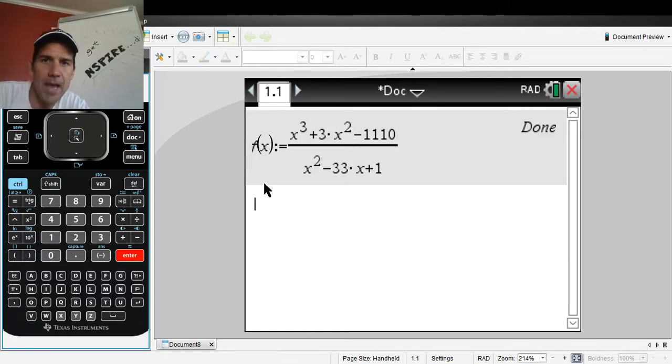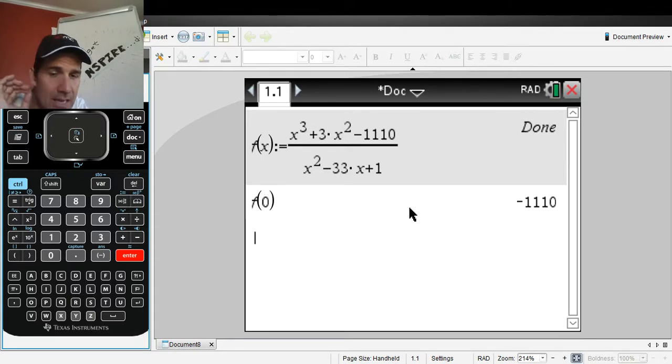Now, let's say we want to find the y-intercept. Y-intercept is when x equals 0. So I could just do f of 0. I don't have to graph it. Just use functions. F of 0. Negative 110. Some of you probably already knew that just by looking at it.